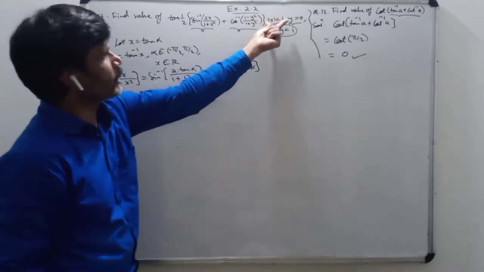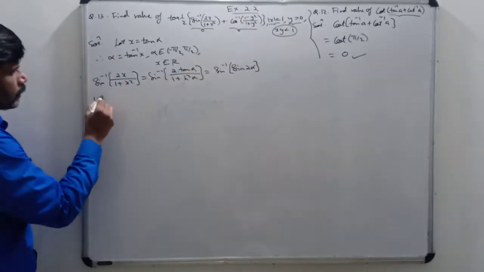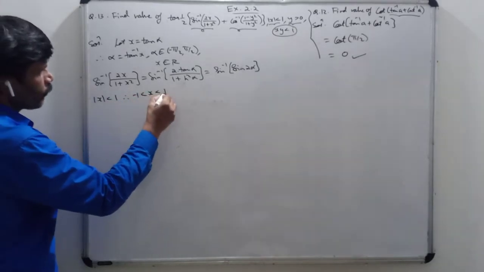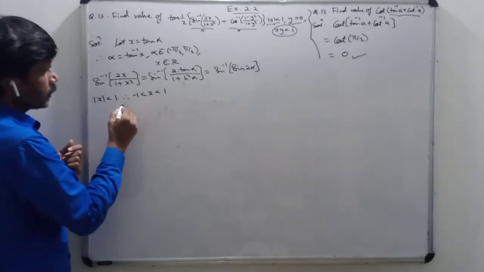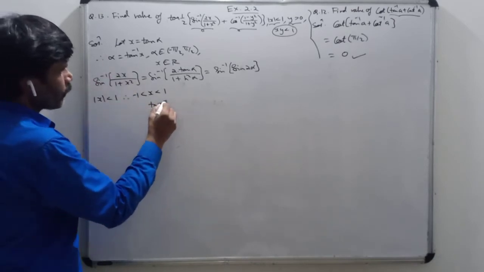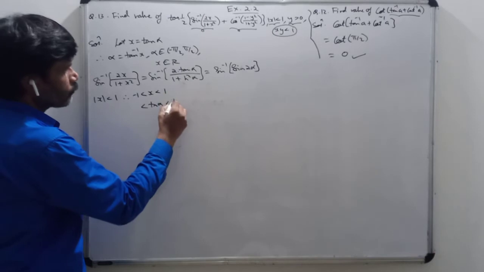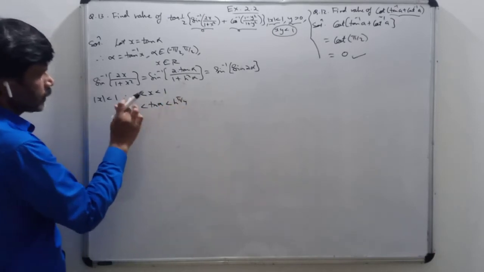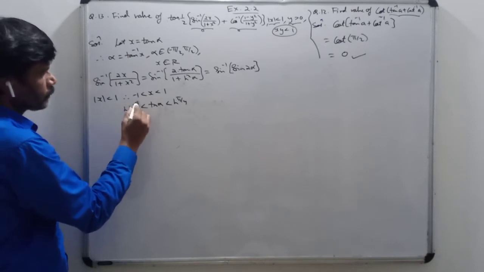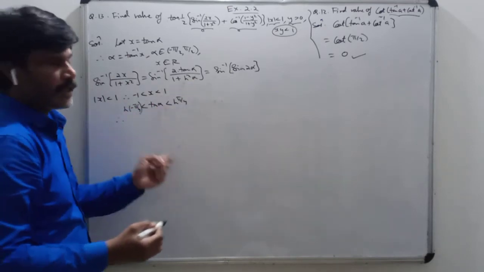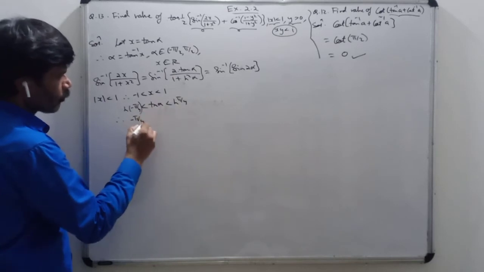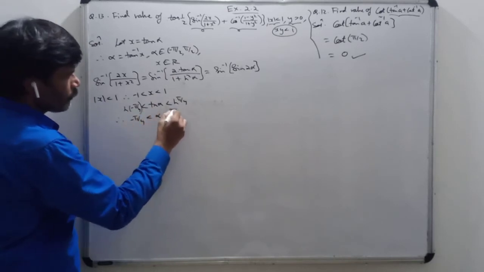Okay, for that what is the condition given? Mod x is less than 1. It means minus 1 is less than x is less than 1. Now what have I assumed x to be? I have assumed x is tan alpha. So tan alpha is less than 1. Now tan of what gives 1? Pi by 4. Tan of what gives minus 1? Minus pi by 4. In the fourth quadrant we have to check. The tan function is increasing in the first and fourth quadrant, so the inequality will not change. So minus pi by 4 is less than alpha is less than pi by 4.